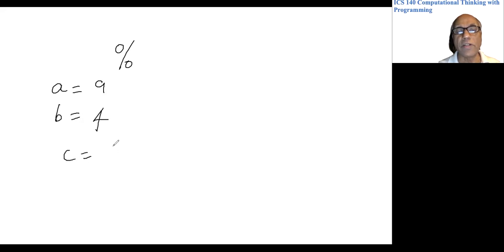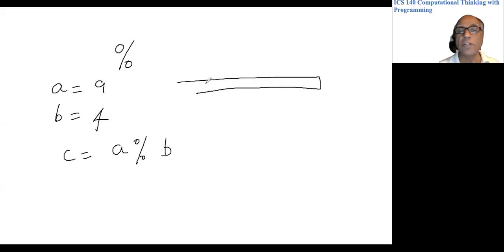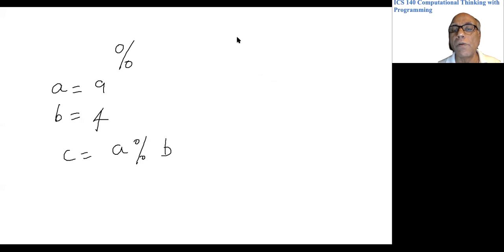Suppose we write a percent b. Then a is 9, b is 4. So b goes into a twice. Let me show this with 9 little things, okay? I'm just trying to give you a different viewpoint. So there are 9 things in a, right? And b is 4. So if you divide a by b, we are doing the mod operator.